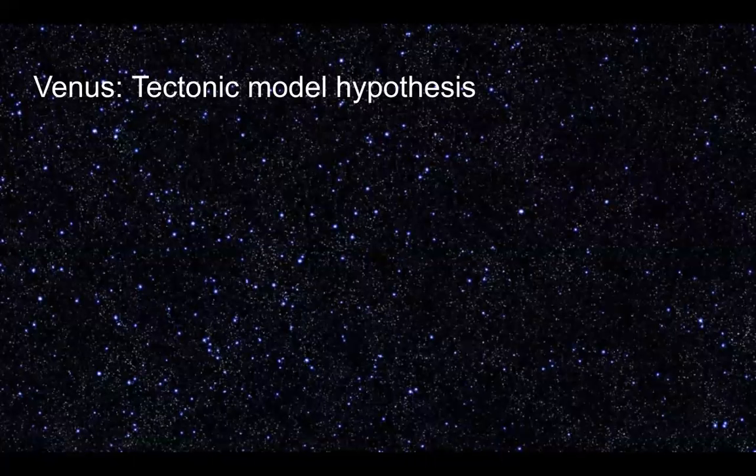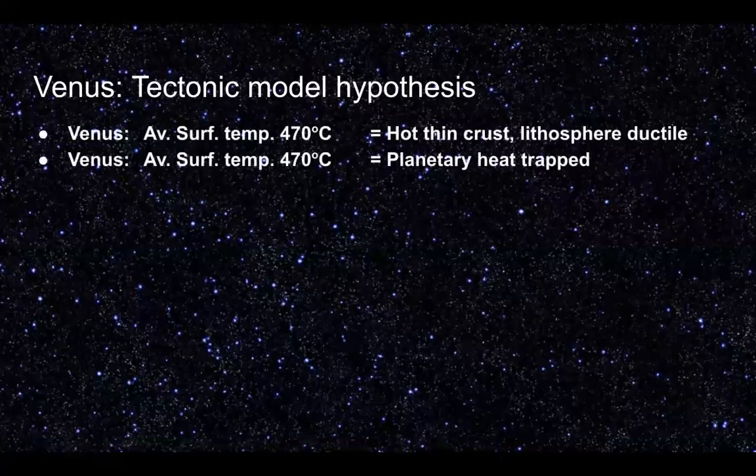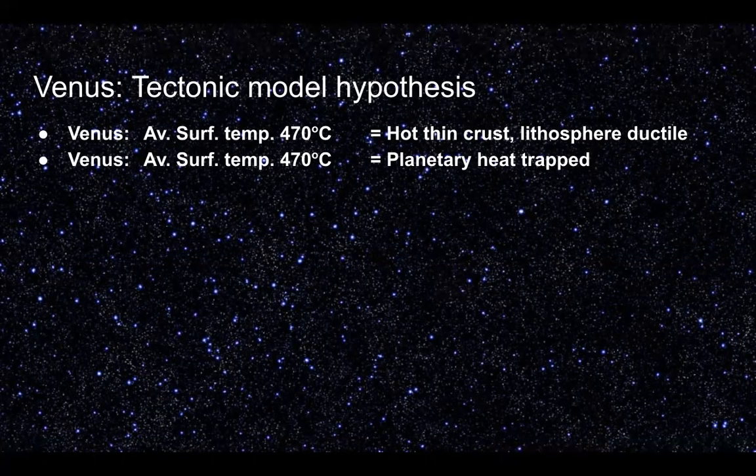Let's look at the model for Venus. Venus has got a much higher surface temperature, 470 degrees, as is the atmosphere. So therefore, the crust doesn't cool, which means that it's thin. The lithosphere, which is the underlying layer of the crust, remains fluid and ductile. As a result, it's difficult for the planet to lose heat.